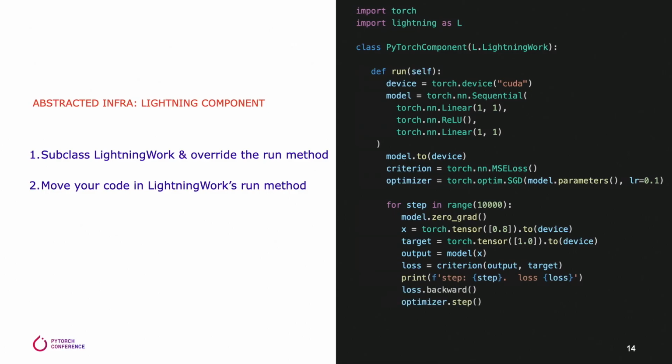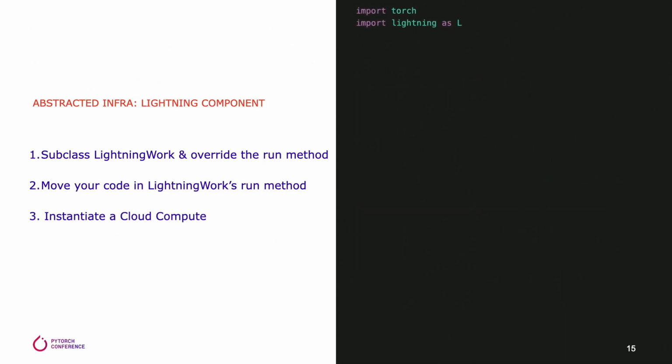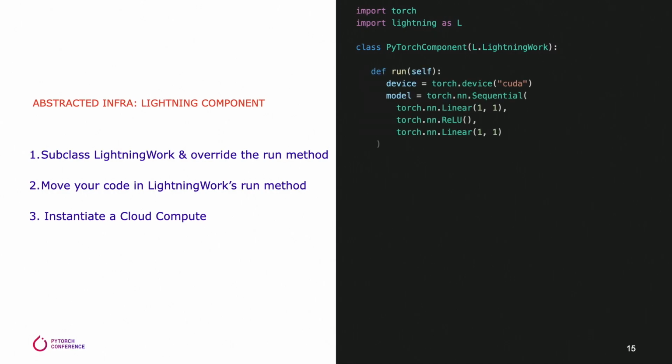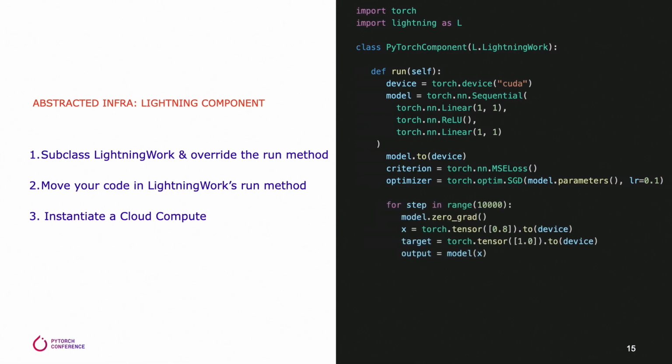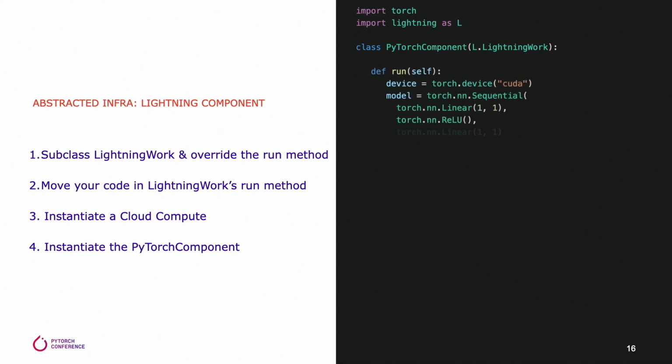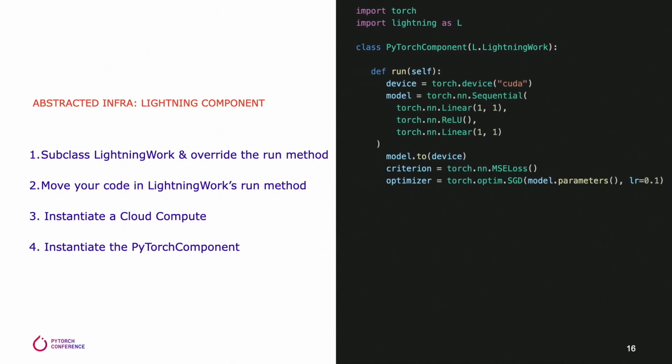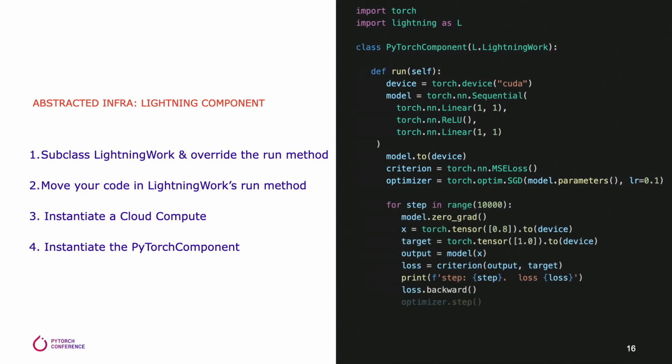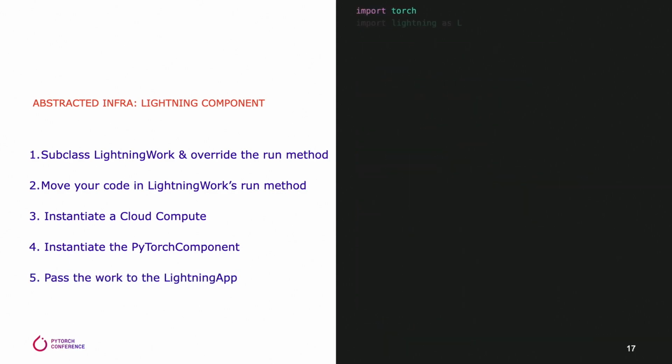Once that's done, the next step is actually to instantiate a cloud compute. And once it's done, to actually pass it directly to the component. Finally, that component can be passed to the app. So here we have the compute. Once we have the cloud compute, we pass it to the component and then to the app. So here we have the component.